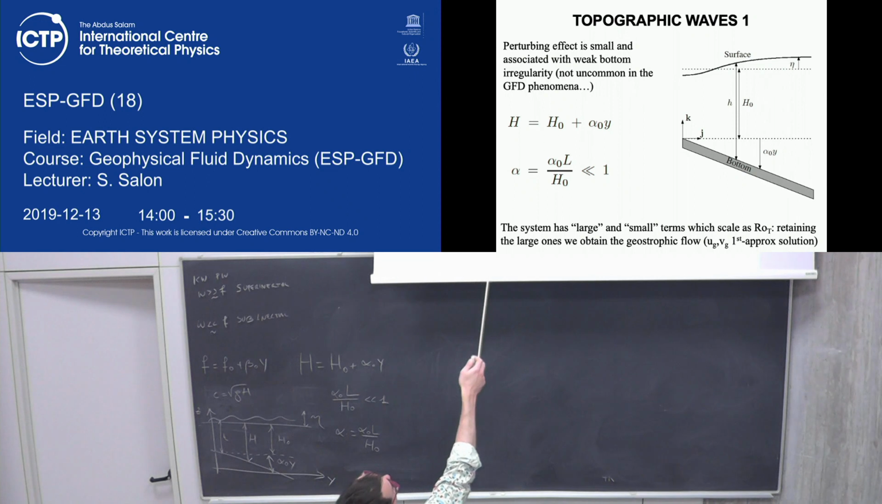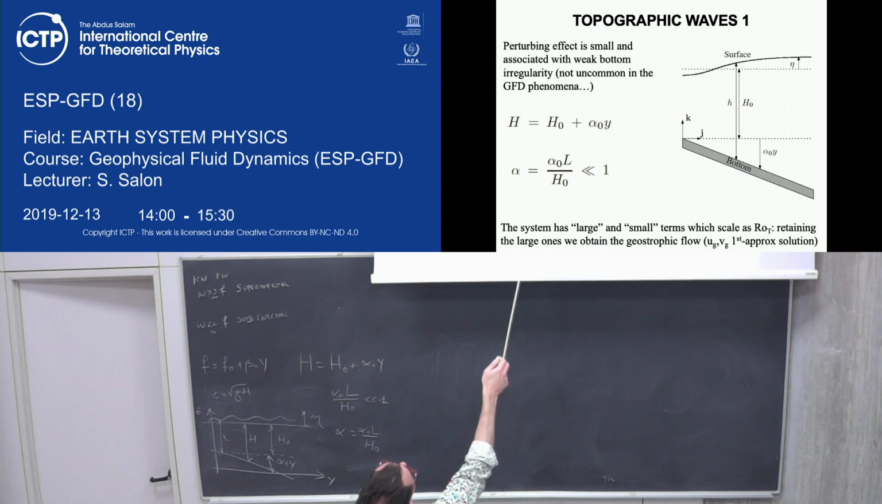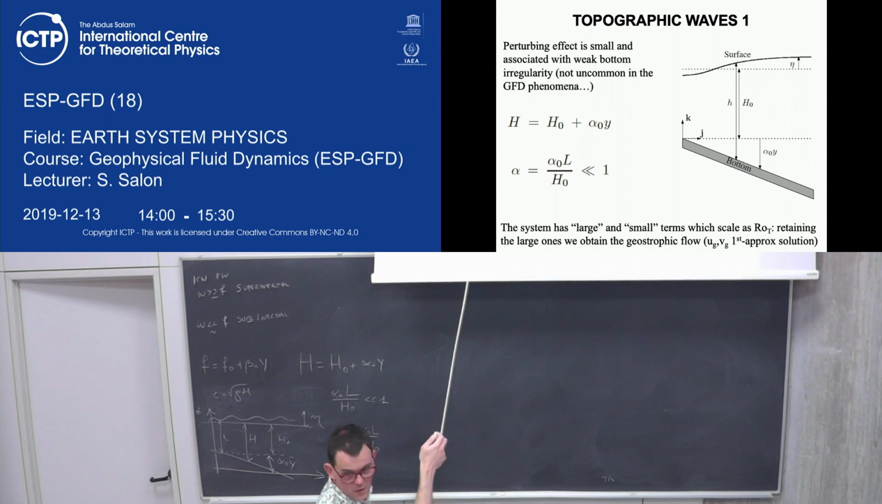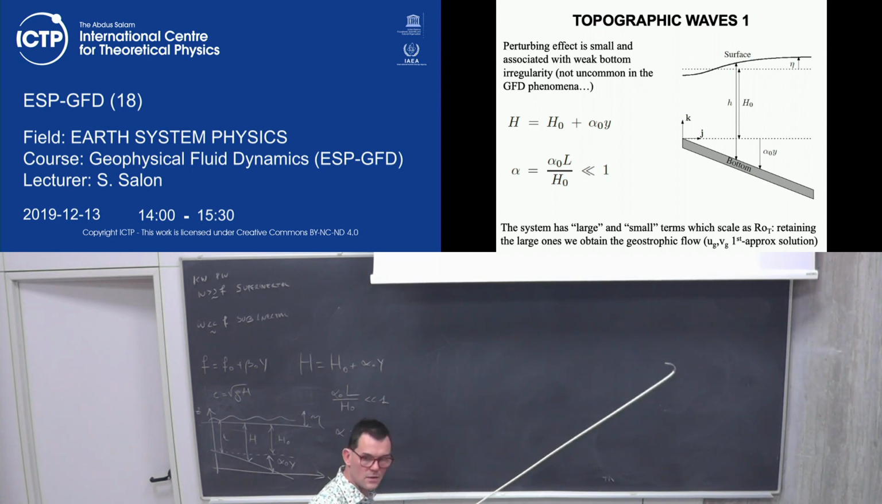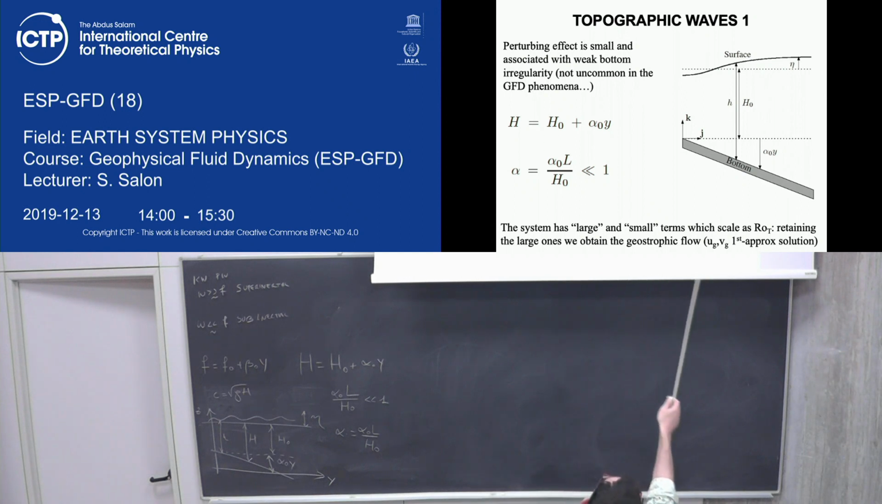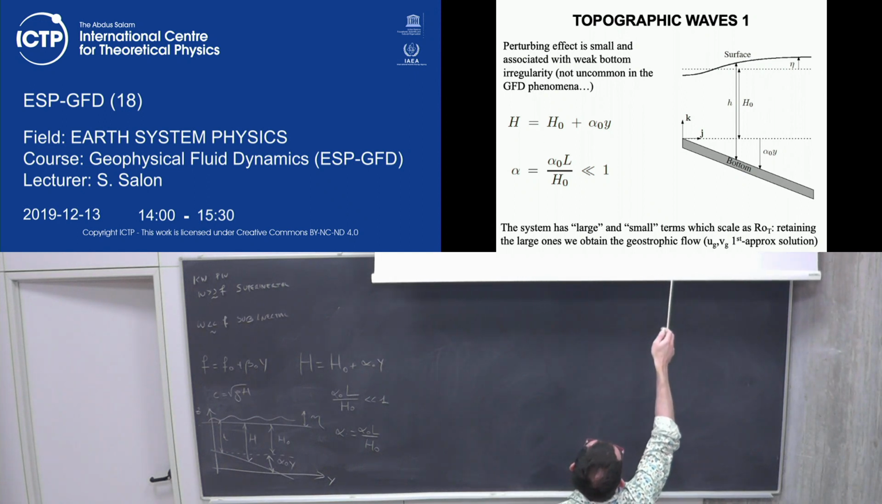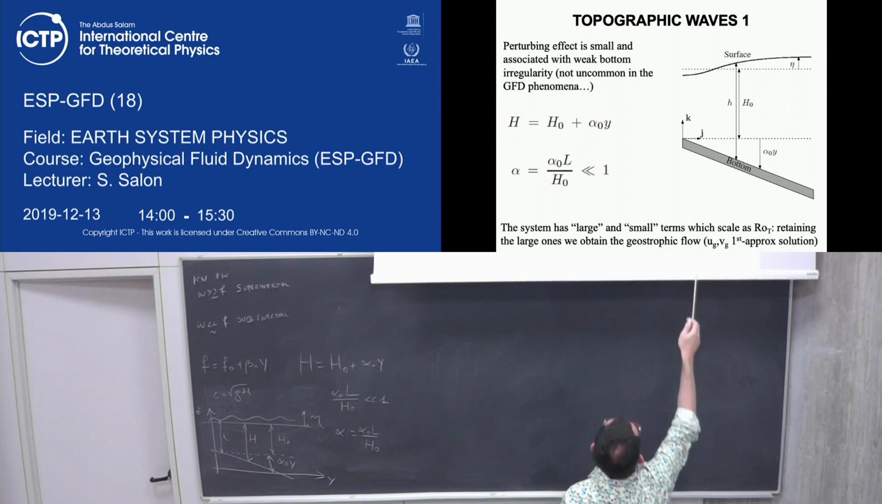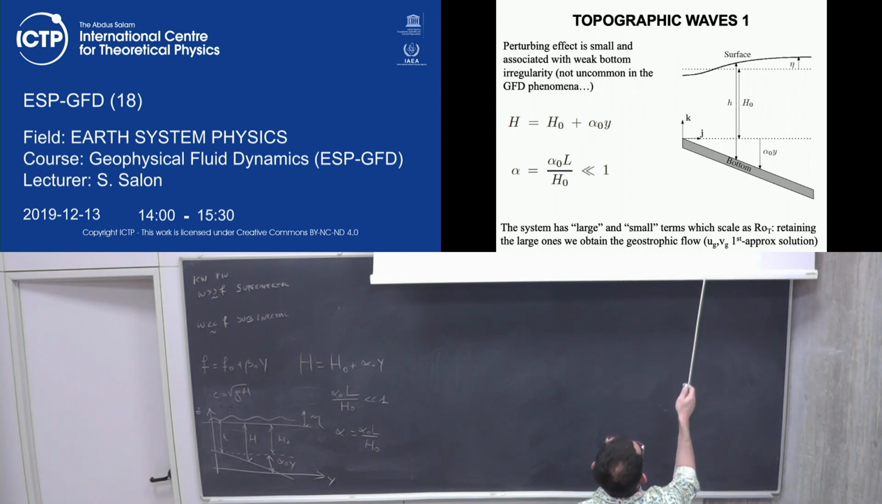The perturbing effect is small and associated with weak bottom irregularity, which is not uncommon in GFD phenomena. So you can have mountains, hills, a mountain ridge in the ocean, and so on. So the bottom is inclined. We have H, as at the beginning, equal to eta plus H0 plus alpha 0 y.